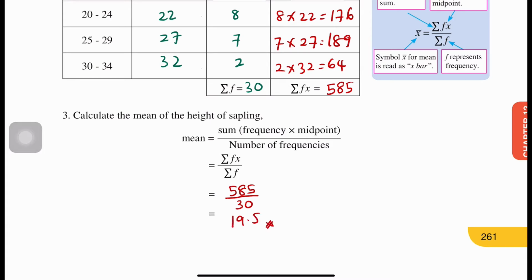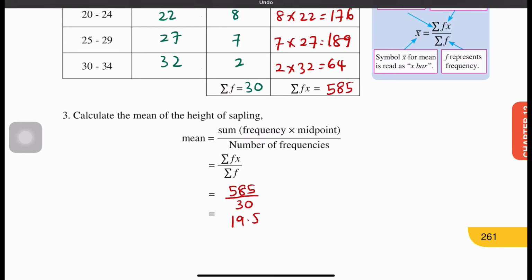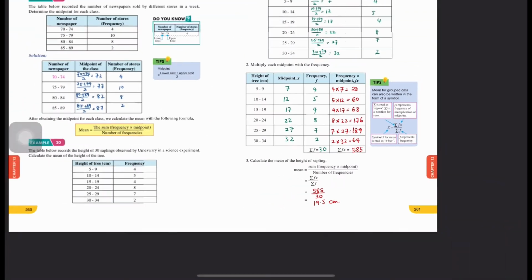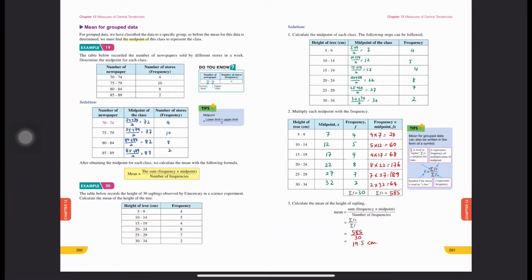Okay. Sentimeter kan? Sentimeter. Okay. Clear? Nak cari mean? Okay, mean for group data.